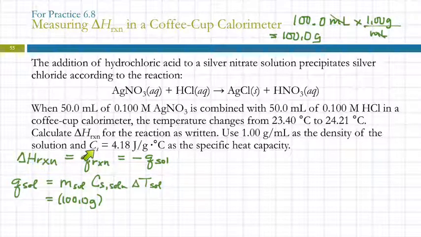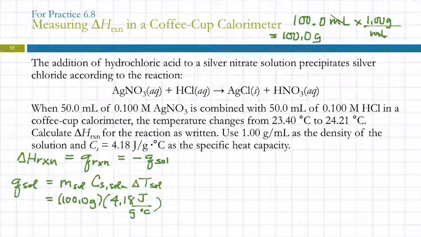So we're told to use the specific heat capacity of water for this solution. It's mostly water, so that's very reasonable. So 4.18 joules per gram degrees Celsius. And then we need the temperature change.